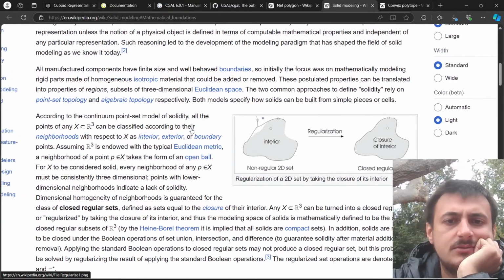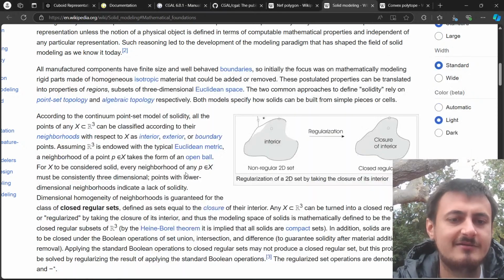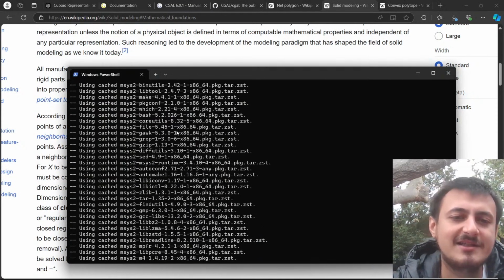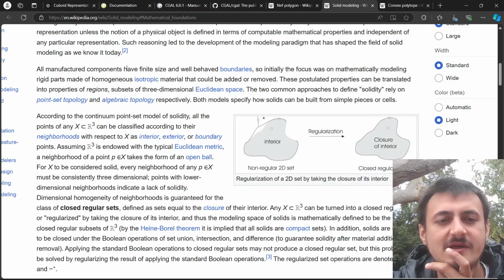Maybe we'll see. So is this done yet? Huh. Yeah, why? Dude, and that's the thing. Oh, wait, using cached MSYS. All right, that's nice. It found my MSYS.